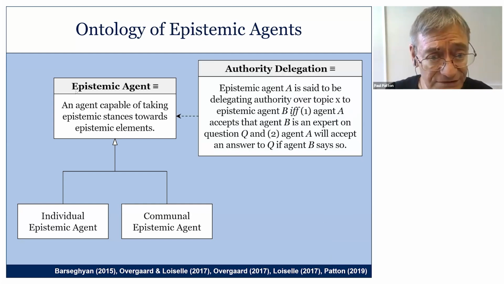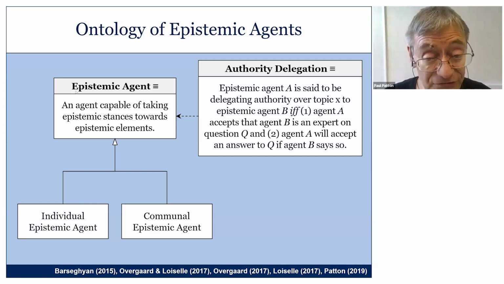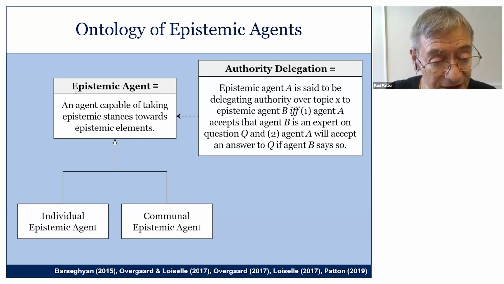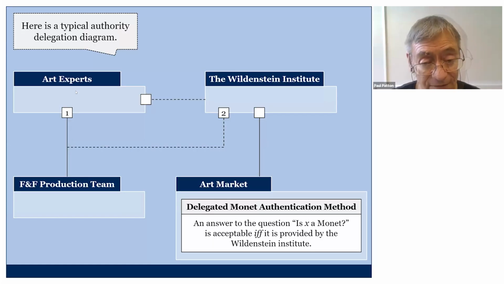So I've already mentioned that different epistemic agents can have different domains of expertise. And in order for agents with different areas of expertise to work together cooperatively, there must be a link between them. In Scientonomy, we take that link to be authority delegation. Epistemic agent A is said to be delegating authority over topic X to epistemic agent B if and only if agent A accepts that agent B is an expert on question Q, and agent A will accept an answer to Q if agent B says so. This is a very useful way of understanding the relationships among epistemic agents.